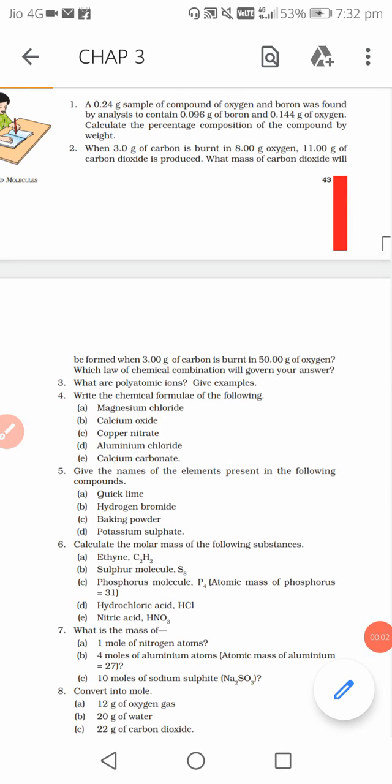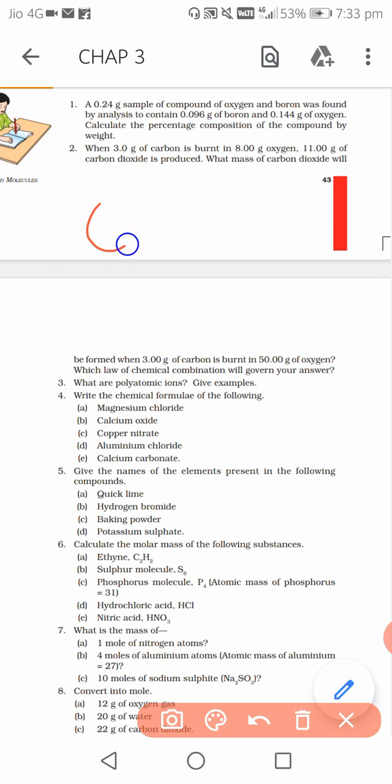Today in this video, let us discuss the question answers of your exercise. So question number 1. A 0.24 gram sample of a compound of oxygen and boron was found by analysis to contain this much boron and this much oxygen. Calculate the percentage composition. What you are asked to do here is that there is a compound of oxygen and boron.